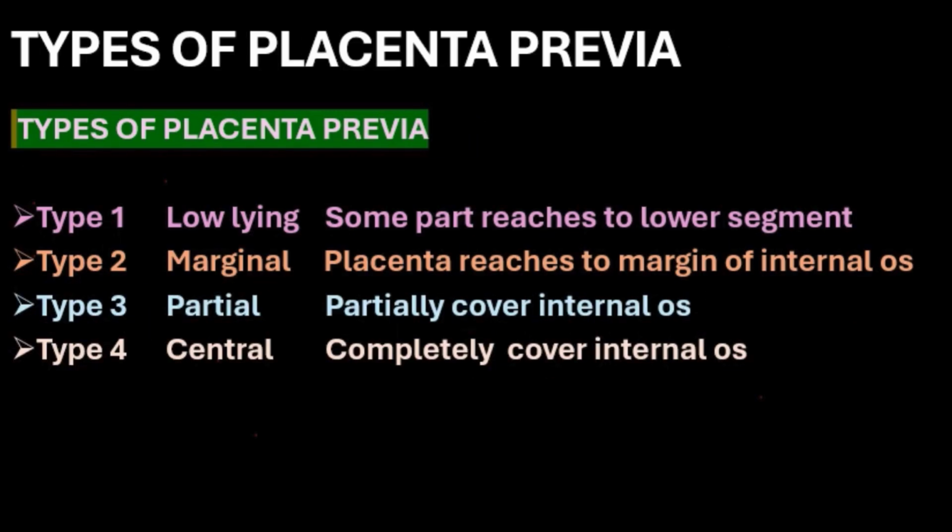Next topic is types of placenta previa. Type 1, low lying. Some parts reach the lower segment. Type 2, marginal. Reaches the margin of the internal os. Type 3, partial. Partially covers the internal os. Type 4, central. Completely covers the internal os. So here also it is from low grade to high grade.